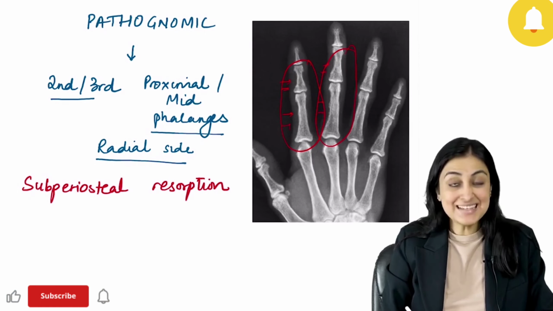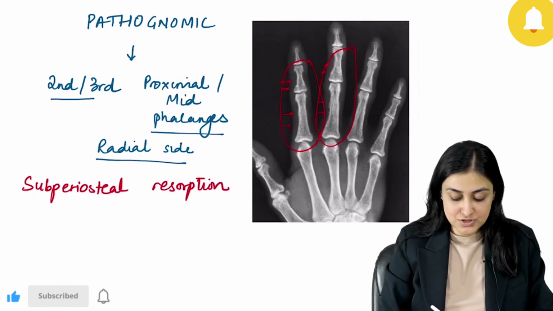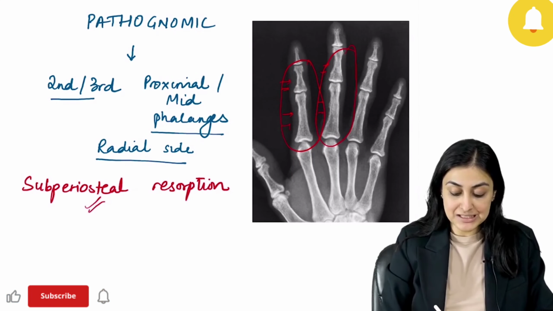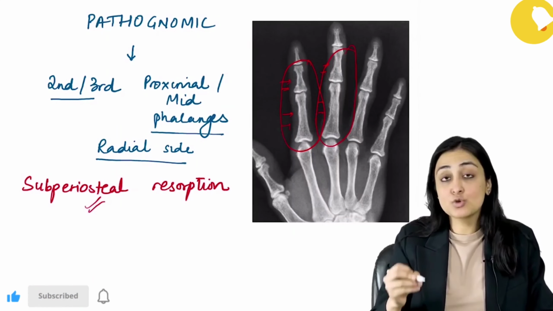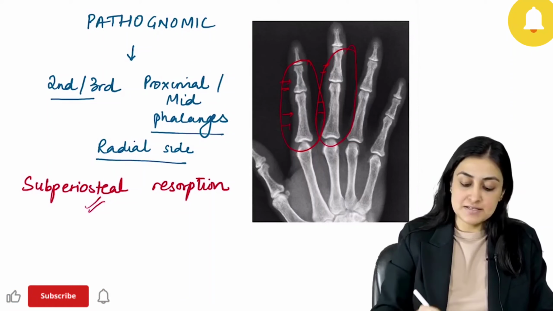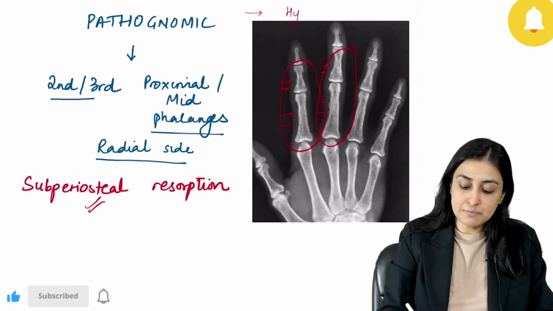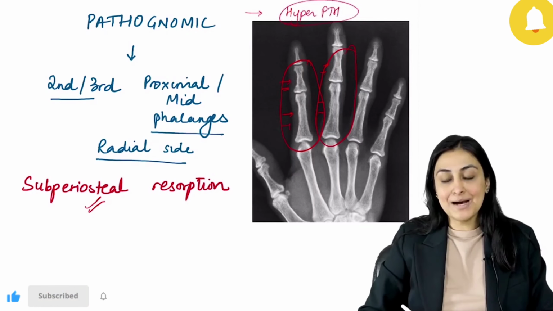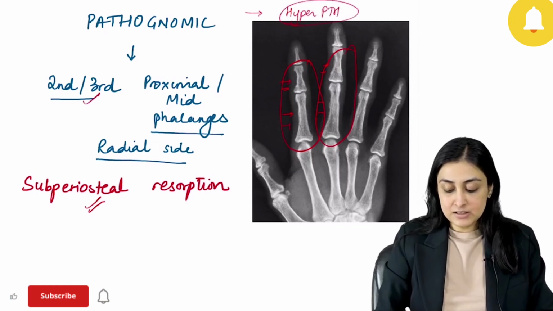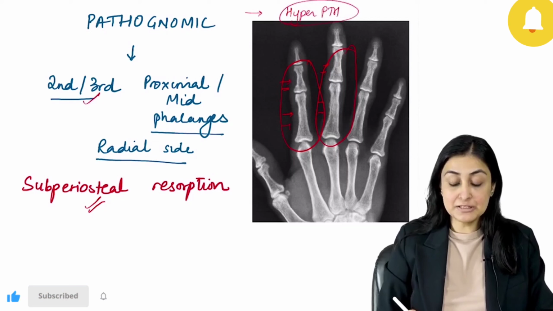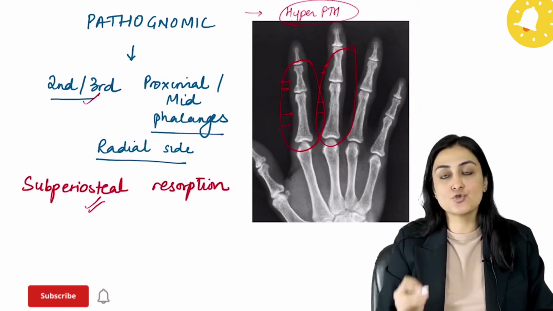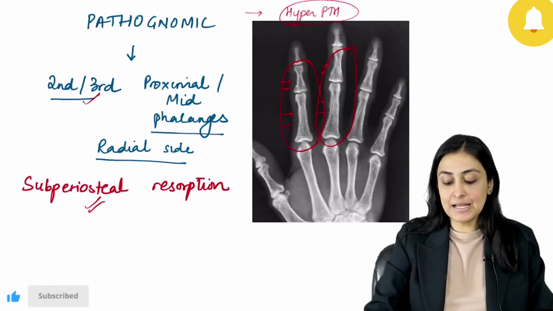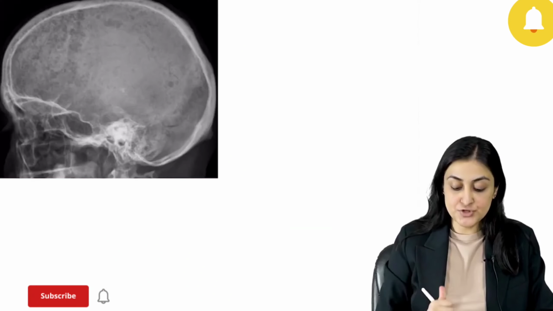Can you see this? It looks eaten up, right? So these are the subperiosteal resorptions that you are finding on the radial aspect. This is the pathognomonic feature of which disease? This is the pathognomonic feature of hyperparathyroidism, remember. So this is the hallmark where you have these second and third fingers, proximal middle phalanges, radial aspect, resorption, eating up of the bone, the high parathyroid levels causing resorption.